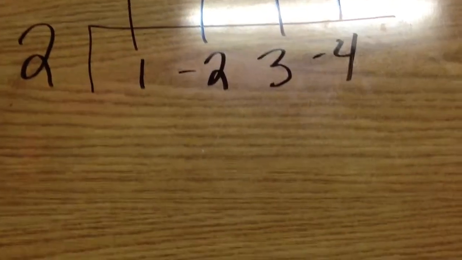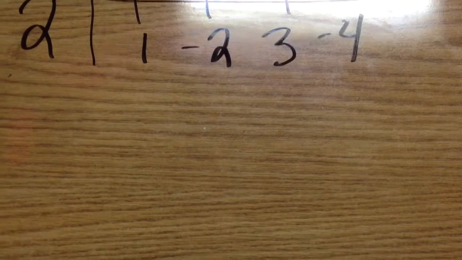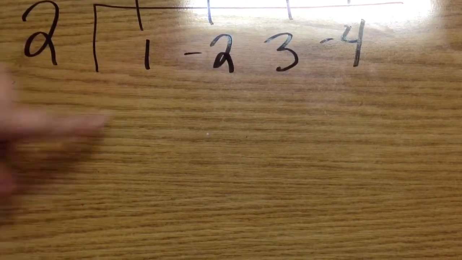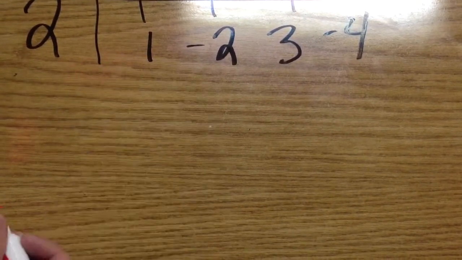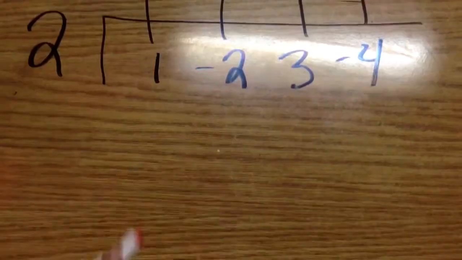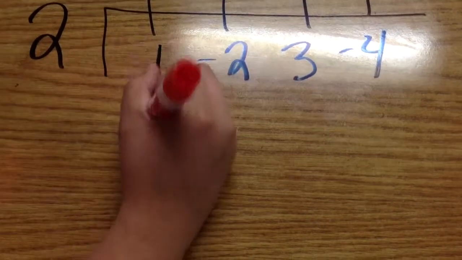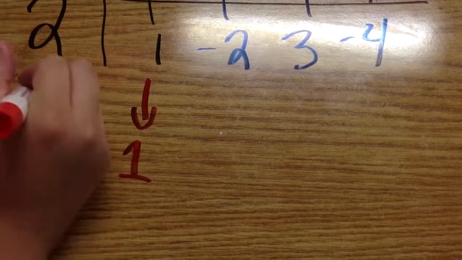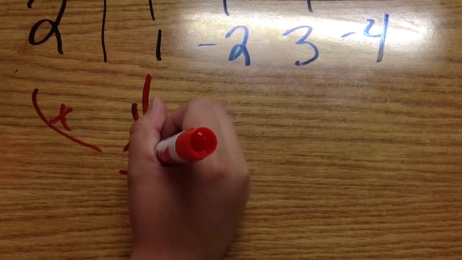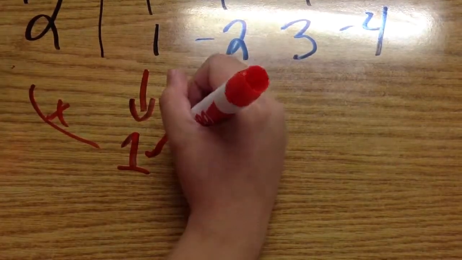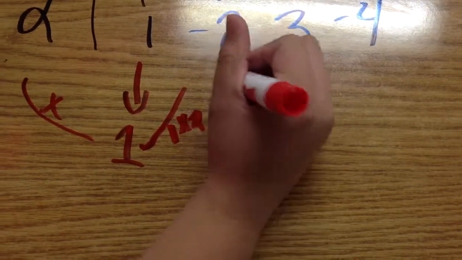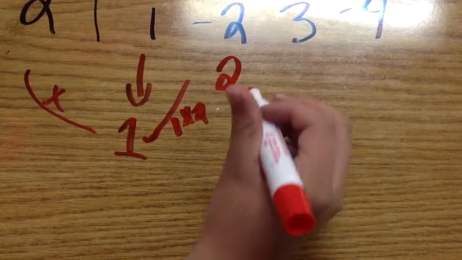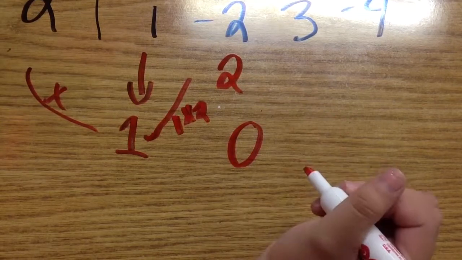Now you're going to bring down your first coefficient, which is 1, and you're going to multiply that by 2. 1 times 2 is a positive 2, and you're going to add that to the negative 2, which is going to get you 0.